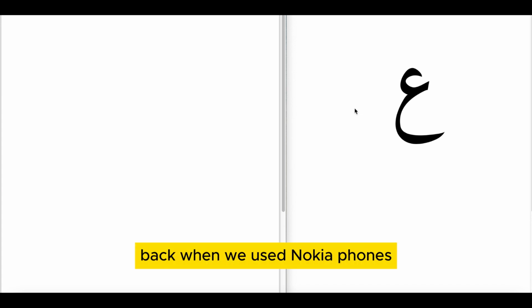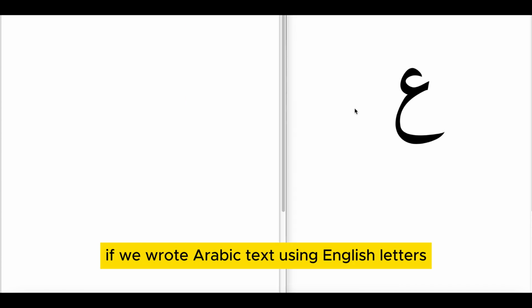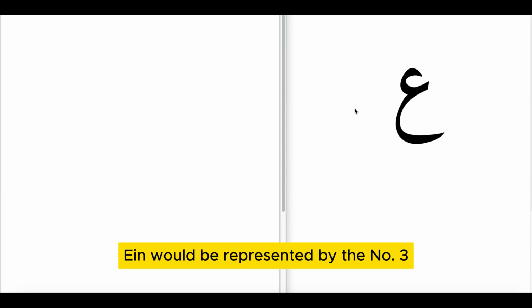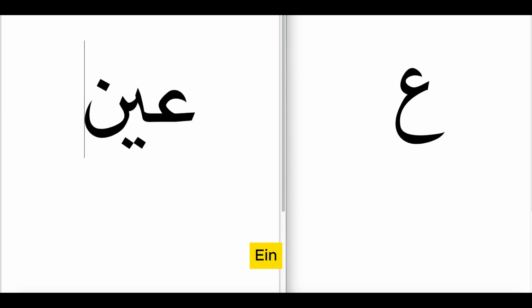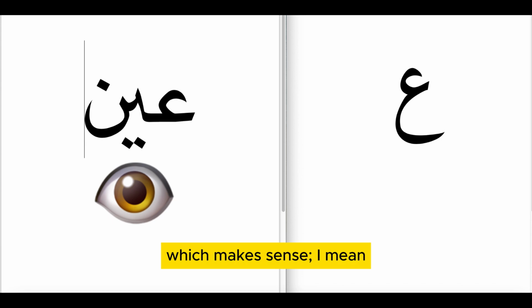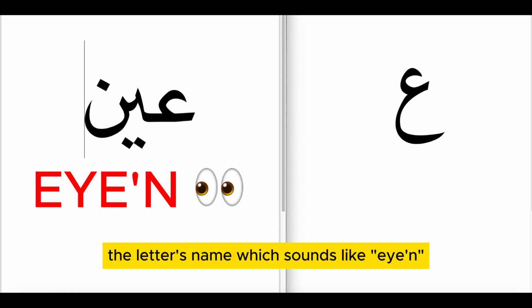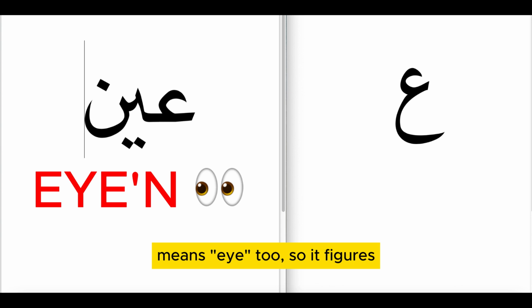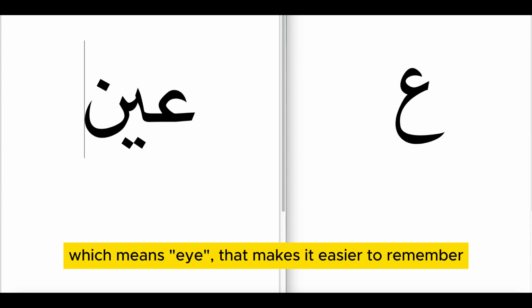Back when we used the Nokia phones, if we wrote Arabic text using English letters, Ain would be represented by the number 3 because they look the same, only flipped. So, how about a word? Ain, which means I, which makes sense. The letter's name, ayin, means I too, so it figures that ayin is the first letter of the Arabic word ayin, which means I. That makes it easier to remember.